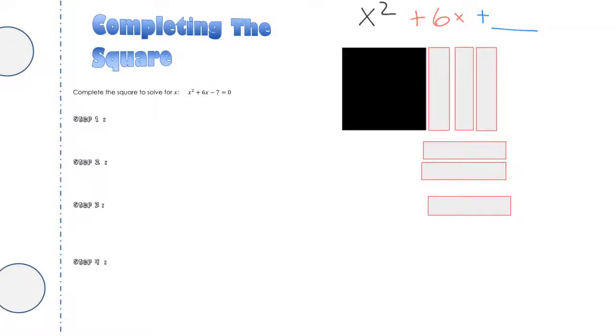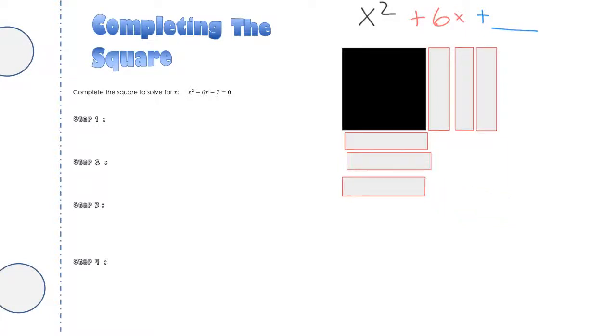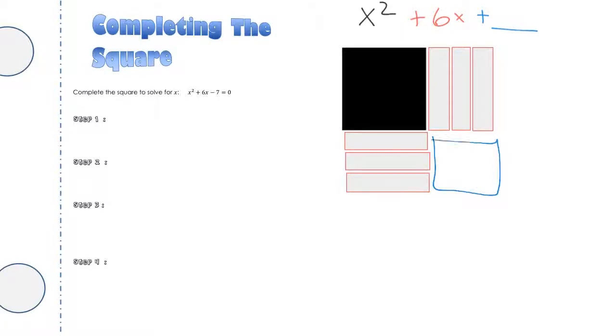So if I line these up over here, I could arrange them to make a square. Just lining them up, making a square. Great. So I see that I almost have a square, but I'm missing a section down here. So I want to add some amount of numbers to make this square complete.